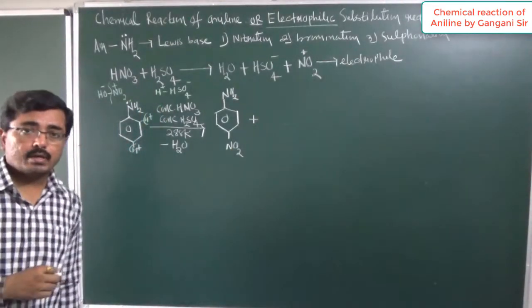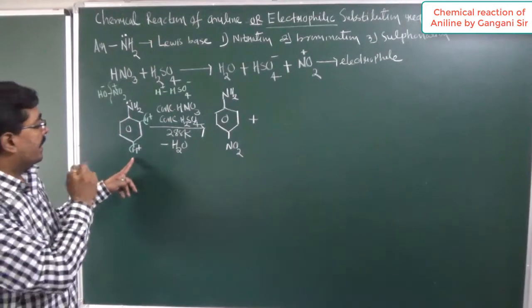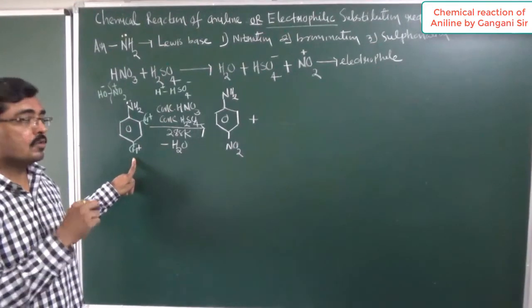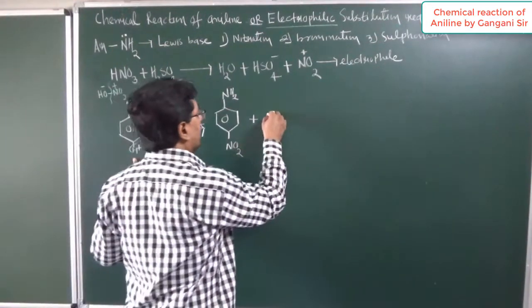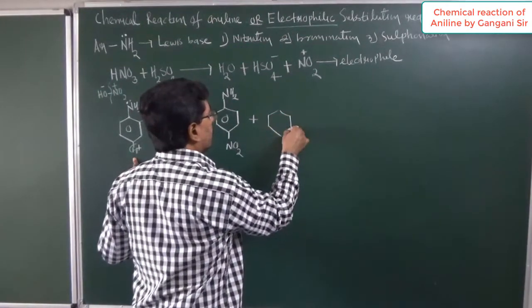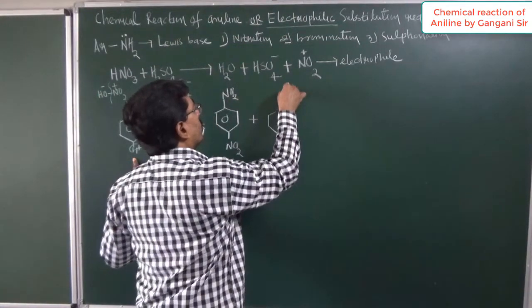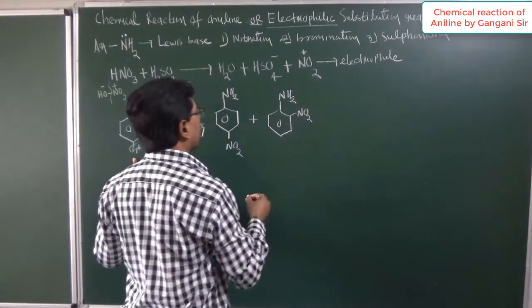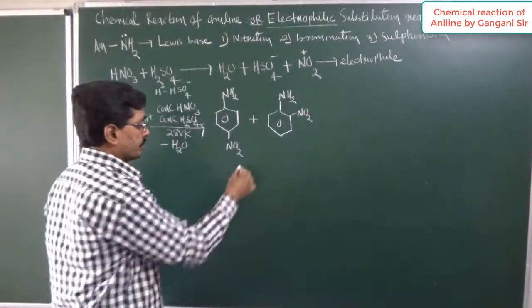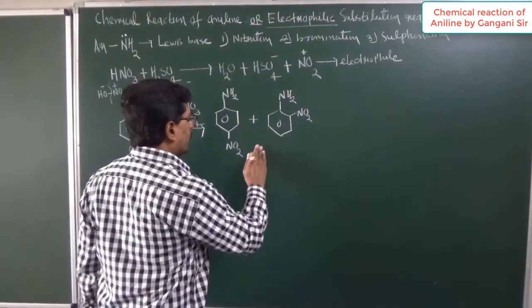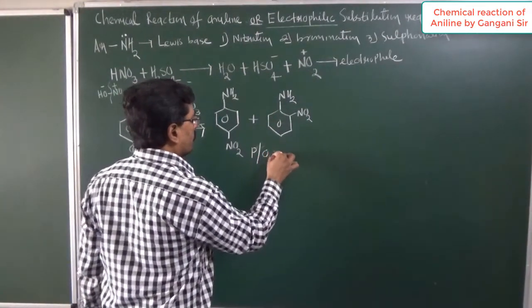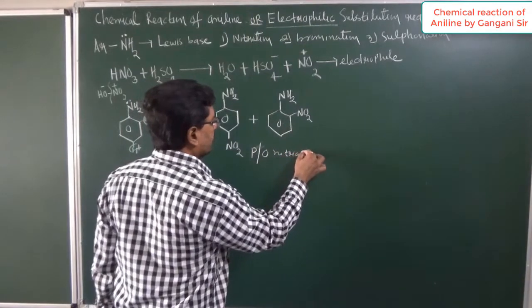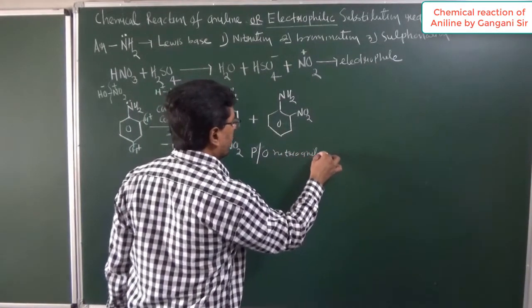But you know very well, this amino group is ortho-para directing. So with this we are getting ortho-nitroaniline also. So I have obtained ortho-nitroaniline as well as para-nitroaniline. Now what will happen?